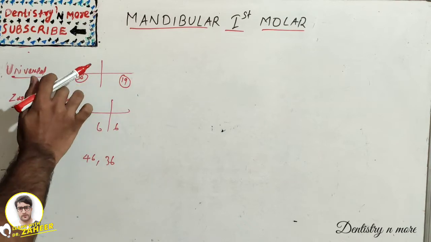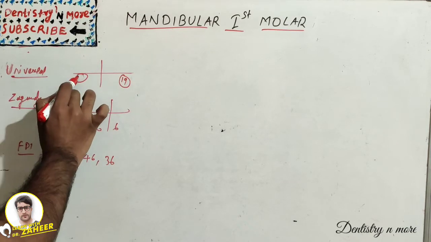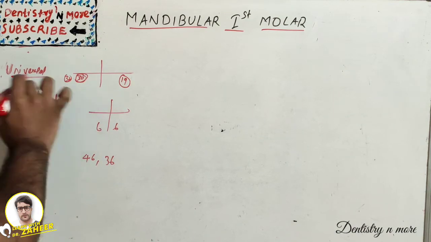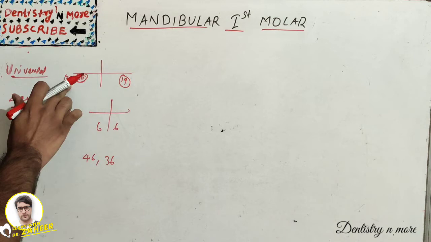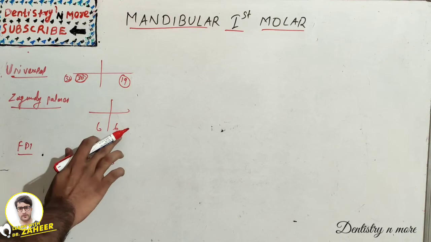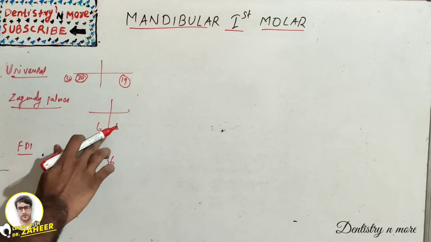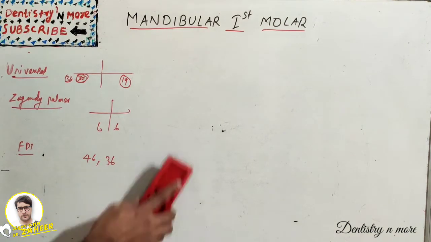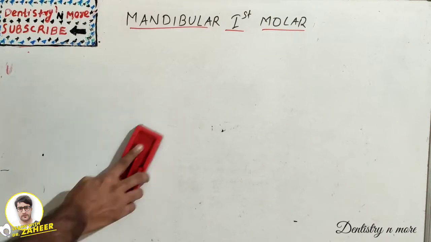Whereas in the fourth quadrant, this will be 30, because 32 is the last tooth. So this will be the third molar, 31 the second molar, and 30 is the lower first molar on the right side. So this should be the patient's face. The Zsigmondy-Palmer system is like this, third and fourth quadrant, and in the FDI system we have 46 and 36. So that was about the tooth numbering system.